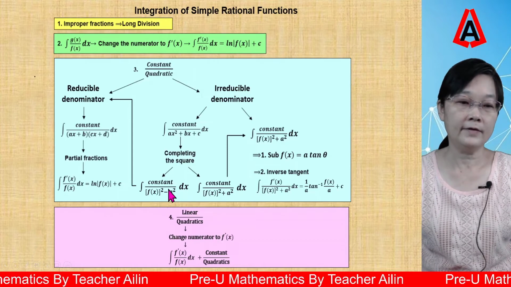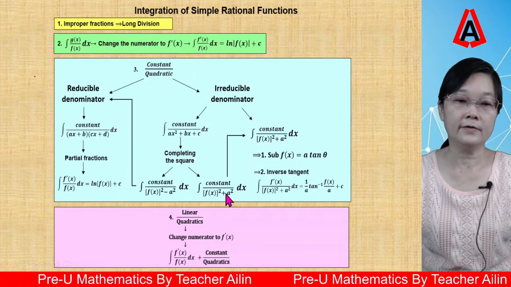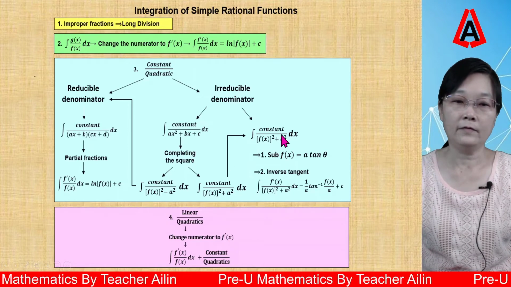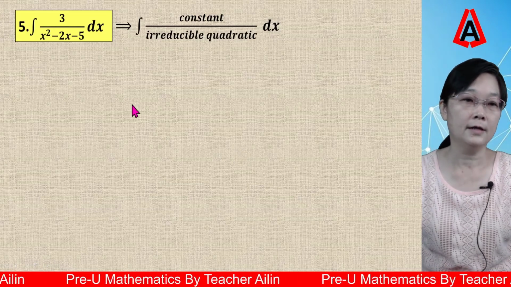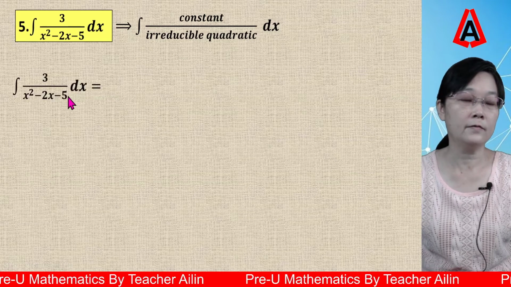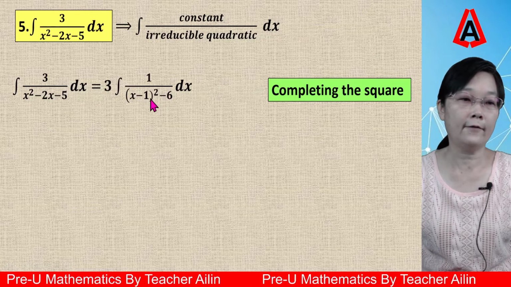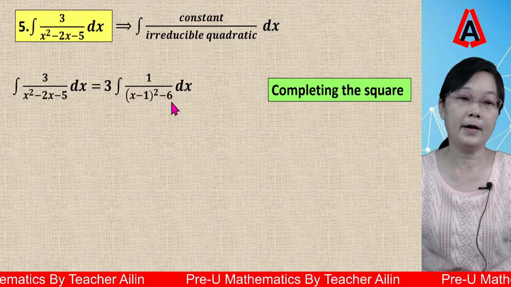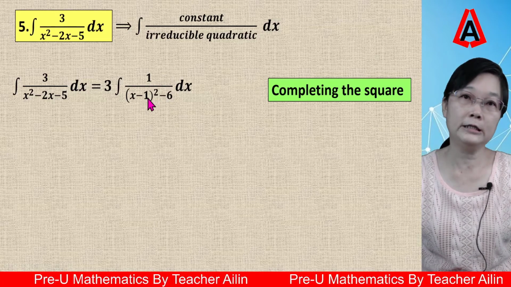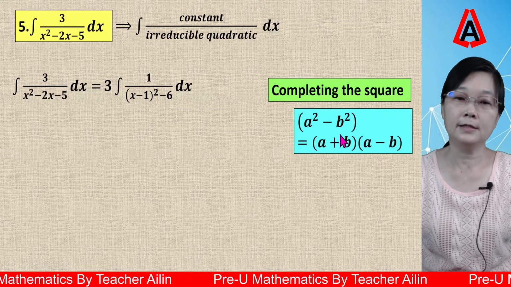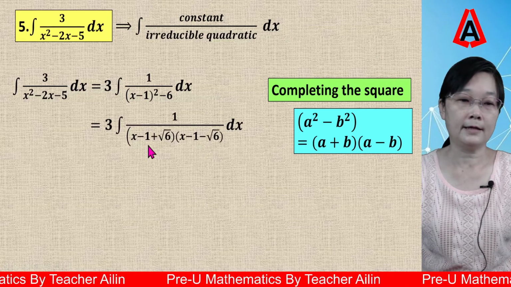And if the result is a minus here, then we will follow this method. If the result is a plus, then we will follow this method. Now when we look at the question, I'm going to carry out completing the square. After completing the square, I find that the result is a minus here. So we are going to factorize the denominator by using this formula. After I factorize, I get something like this.